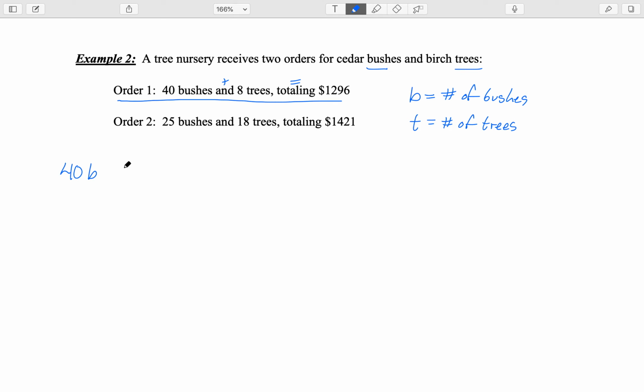40b plus 8t is equal to 1296. That's one equation. Now let's do the second one. 25 bushes and 18 trees, so 25b plus 18t totals, so equals 1421.